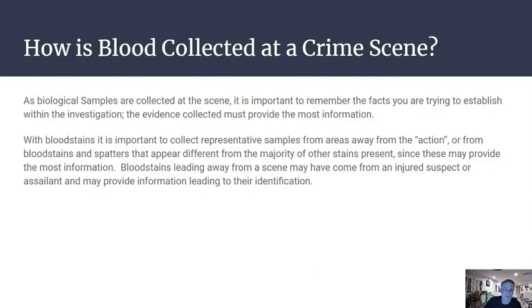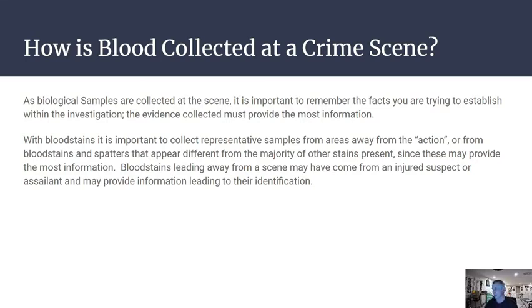So how is blood collected at a crime scene? All right, so now we're going to get into the collection and packaging a little bit. As biological samples are collected at the scene, it's important to remember the facts you're trying to establish within the investigation. The evidence collected must provide the most information. With blood stains, it's important to collect representative samples from areas away from the action, or the blood stains and spatters that appear different from the majority of the other stains, since these may provide the most information.